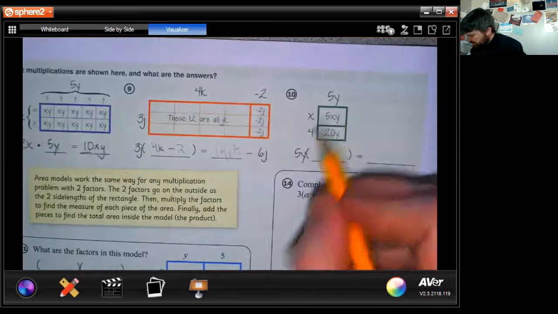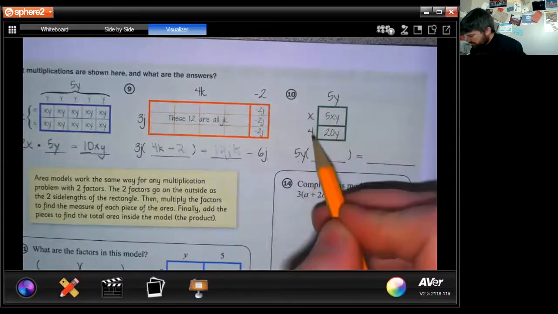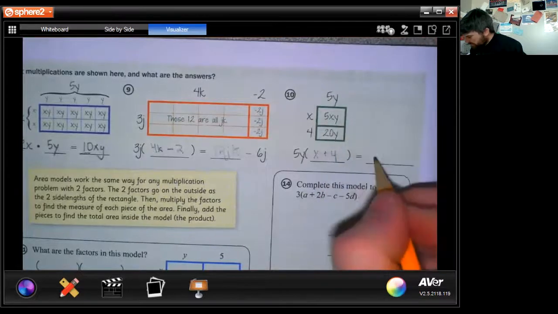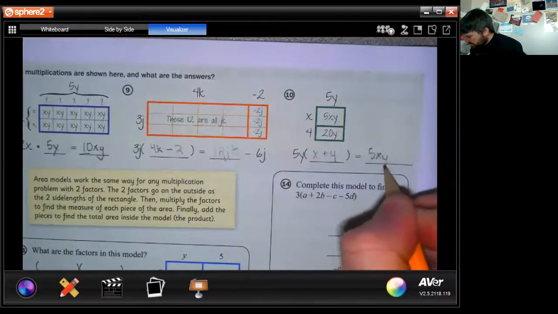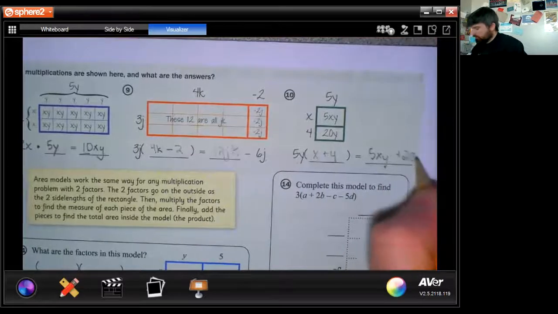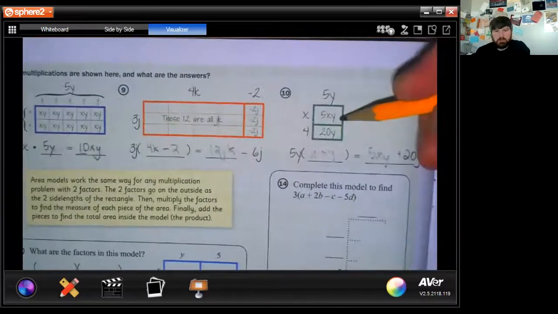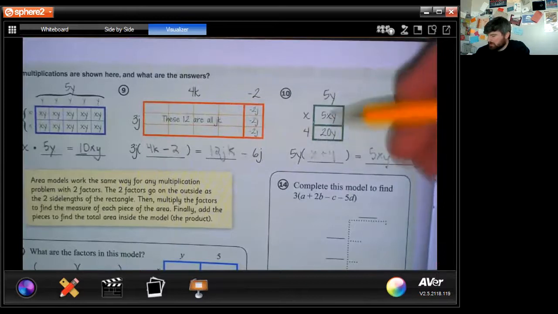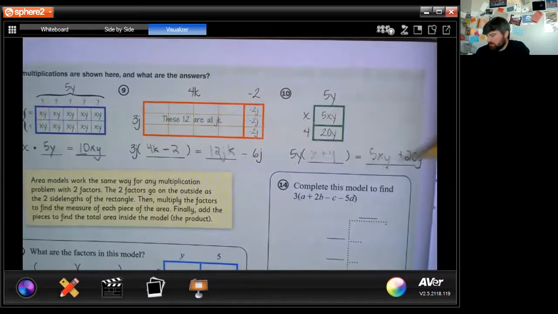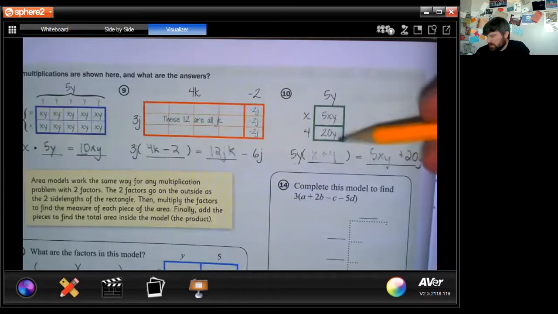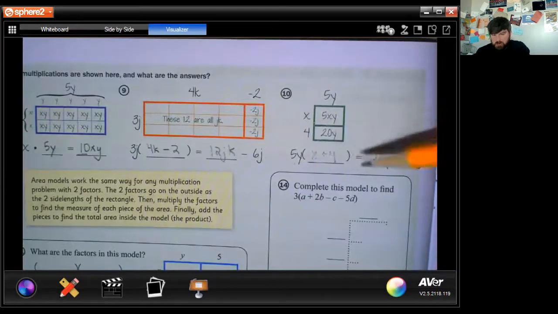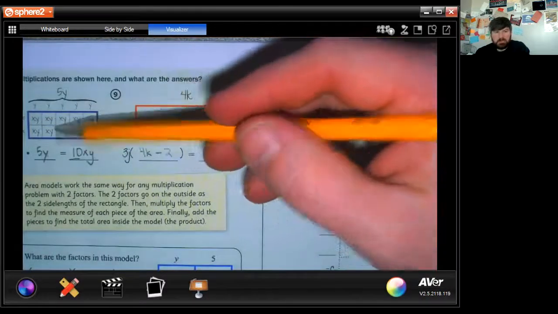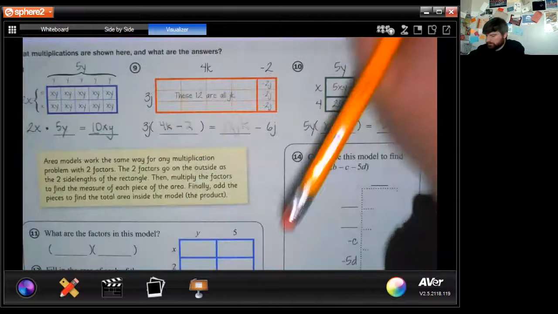Here we have 5y and x plus 4. So then we have 5xy plus 20y. And notice they're in separate boxes here in this case. So I can't add them together. This one has an x and a y. This one has a y. Sometimes you'll be able to add them together, like over here, we can add all those together because they have the exact same letters.